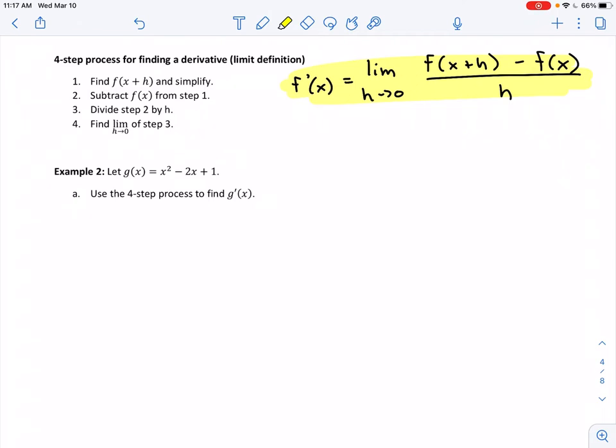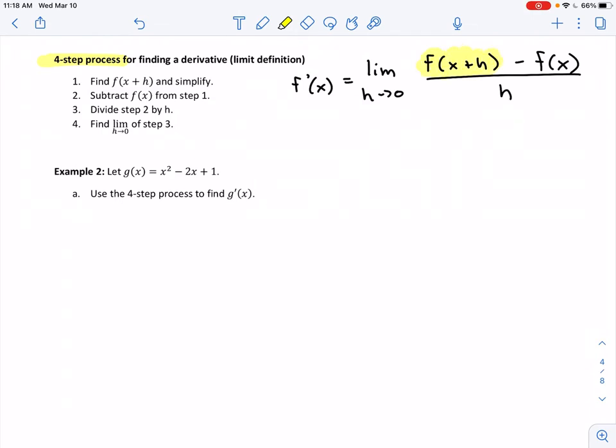So rather than try to jump in headfirst and do everything at once, I'm going to break this up into a 4-step process. I'm going to break this big limit statement down into 4 smaller, more manageable pieces, and I think that makes this process of finding derivatives this way a whole lot easier. So step 1 says to find f of x plus h and simplify it. So I'm just going to start with this piece right here.